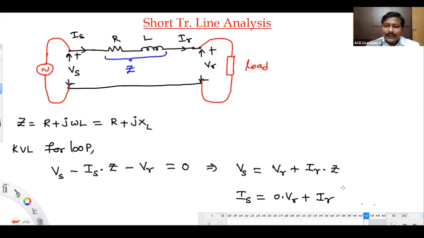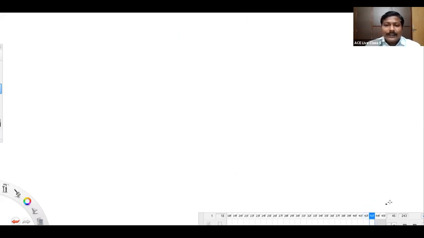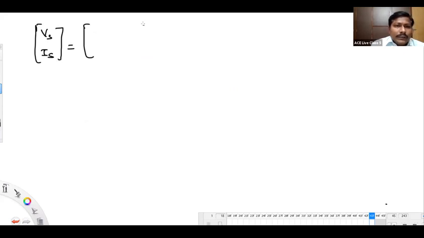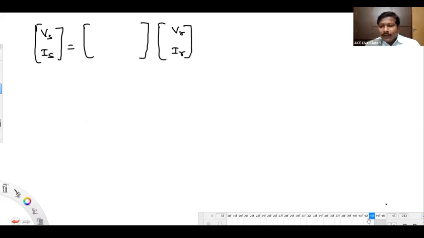Like Vs equals A VR plus B IR, Is equals C VR plus D IR. So I can say in the next slide, the sending end voltage and current, Vs Is, is equal to ABCD multiplied with the receiving end side quantities VR IR. And here you can get 1 Z 0 1.